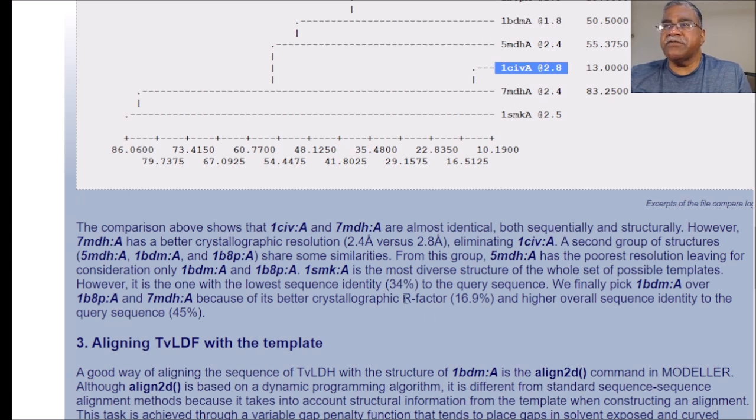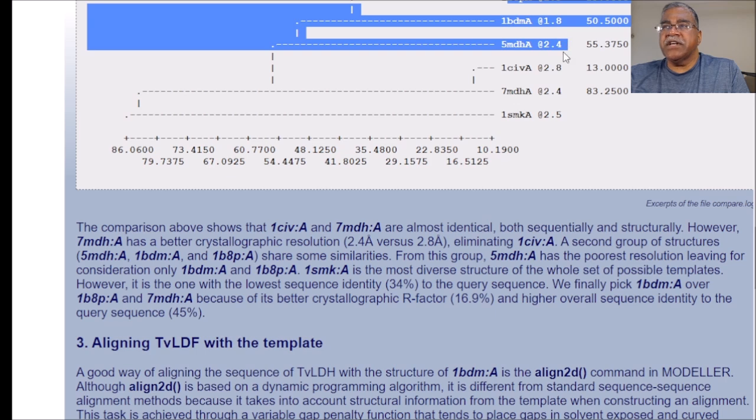Okay, we're going to reject that one. So that's what they say. So eliminate CIVA. There's a second group of structures, 5MDH, BDM, 1BDM, and 1B8P. That's these guys. Okay, that's these guys.